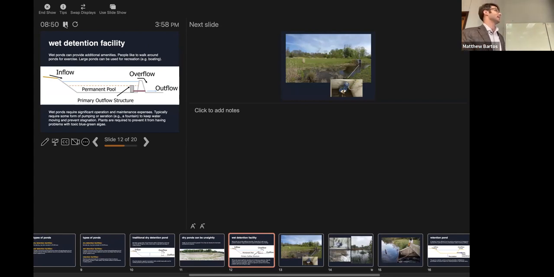These are used for aesthetic purposes. People like water features. They can be used for recreation. And they also help to achieve some of these treatment processes we're talking about, both in terms of sedimentation and also removing nutrients like nitrogen and phosphorus. Typically, they require some sort of pumping or aeration, so you'll often see fountains in these types of ponds.